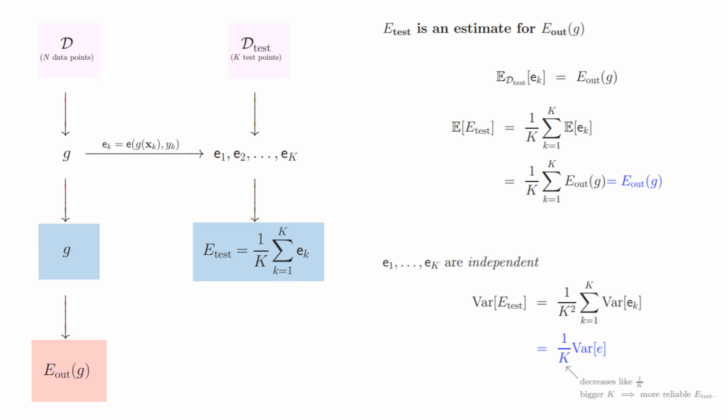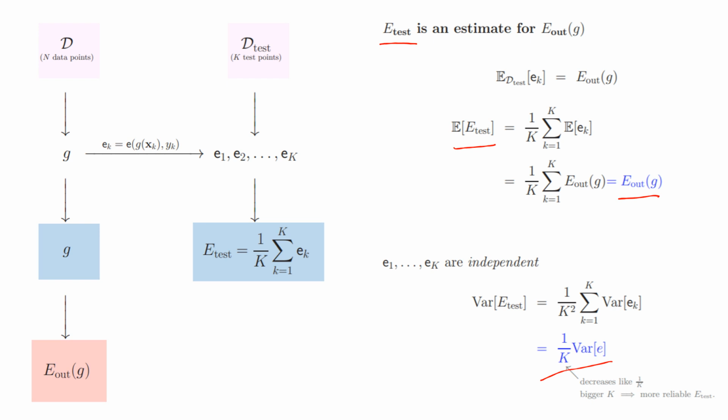Okay, so in the previous video, we established that this E test is an estimate for E out of G, and we looked at how that is possible in an ideal world scenario, right? We have access to all the data that we want, and then we found out that the expectation of E test is like E out, and the variance is given by 1 over k times the variance of the error for every point. And as you can see, this decreases as 1 over k.